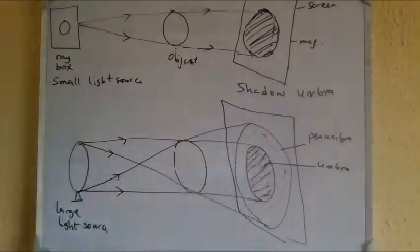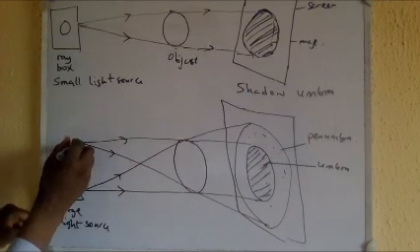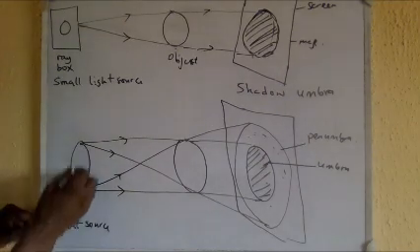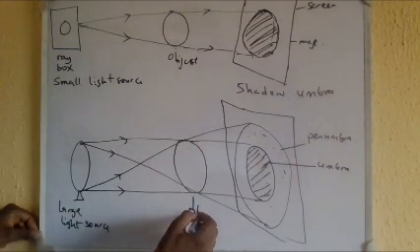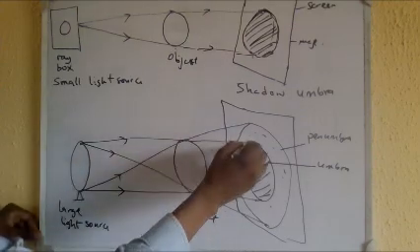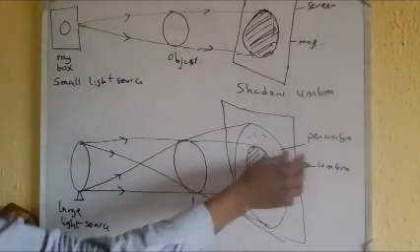If you watch very closely, you see that the ray from the tip of this light source hits this object, and goes ahead to form this tip of the image here on the screen. This is the screen.